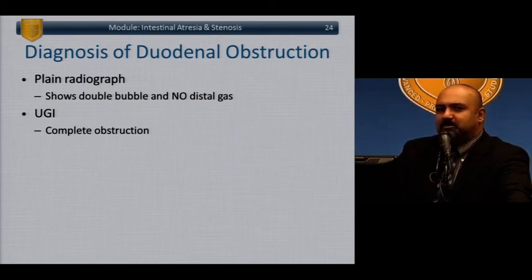Sometimes you can see a little bit of gas if there's an annular pancreas. Some of the gas can go through the pancreatic ducts and come back out. So you can see a little bit of gas there. So that makes it a little bit more confusing.